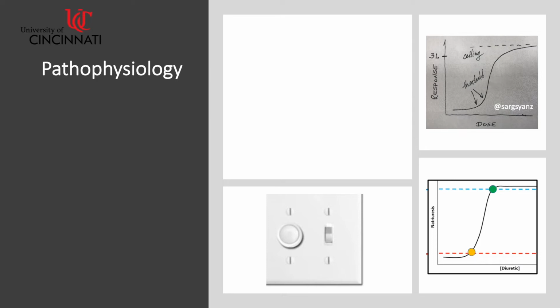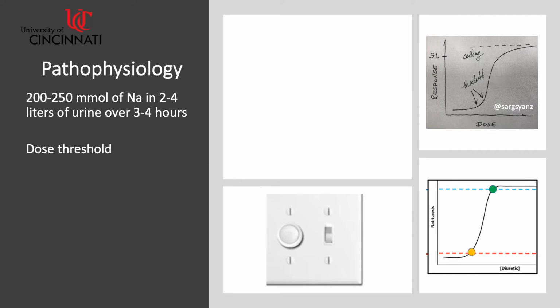So if loop diuretics have threshold and ceiling effects, then this is critical to understand how to dose them, right? If you are below the threshold, you're going to see very little urine output, and increasing the dose above that once you hit the threshold is not going to give you a lot of increased urine output. Most of the things in the literature I have seen show that in the first 3 to 4 hours after giving a loop diuretic, you should see somewhere between 2 and 4 liters of urine. This is called the dose threshold and is critical to understanding how to dose loop diuretics.